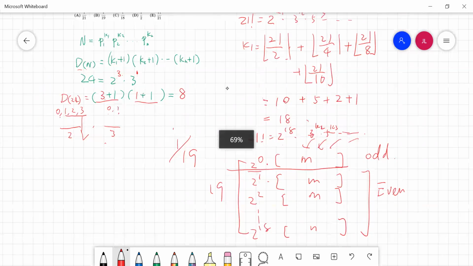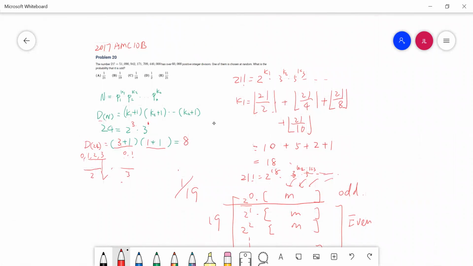Okay, so now we go back to our solution. B, 1/19 is our answer.